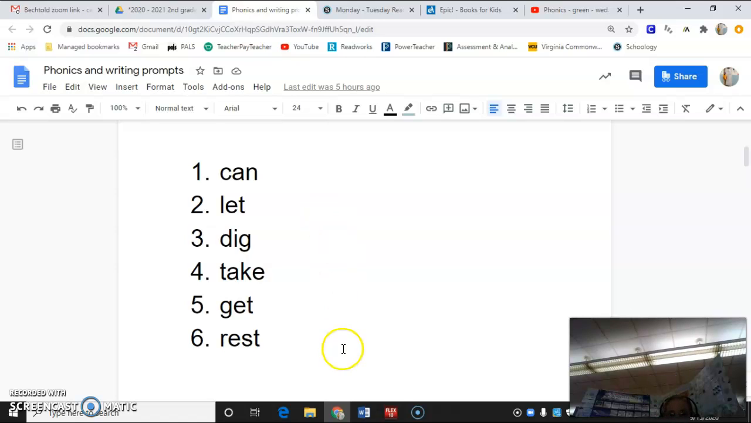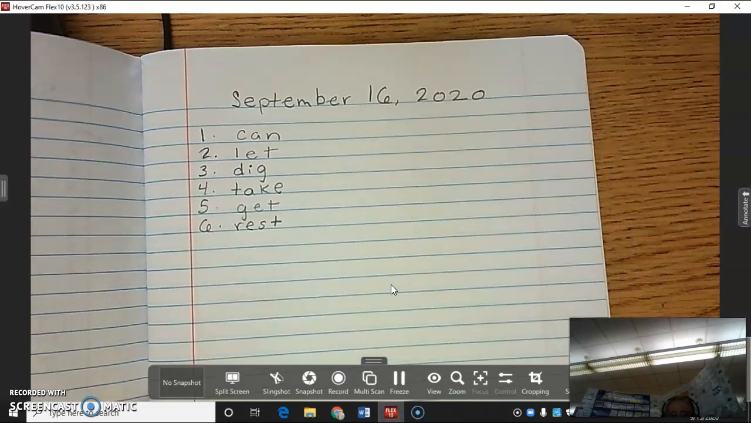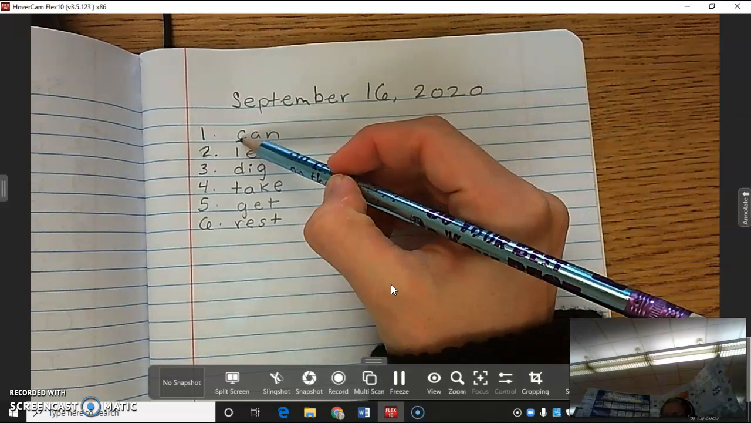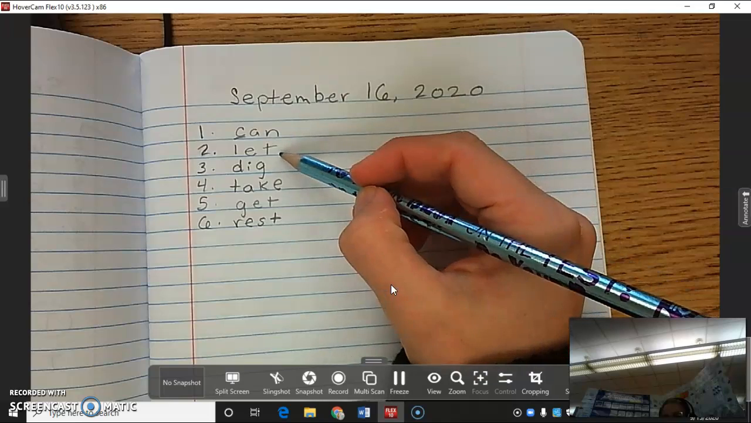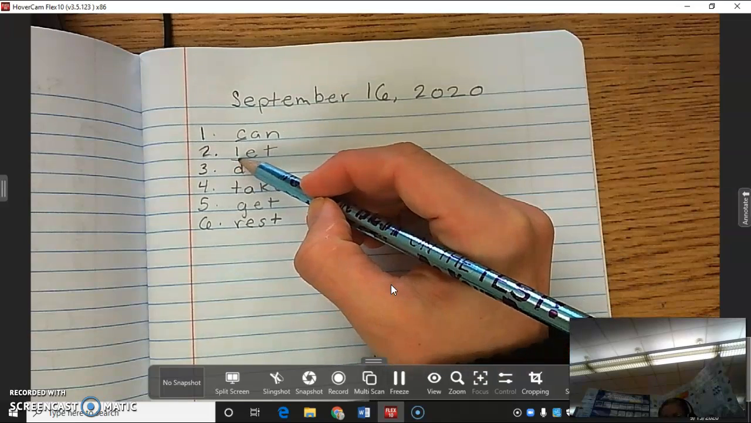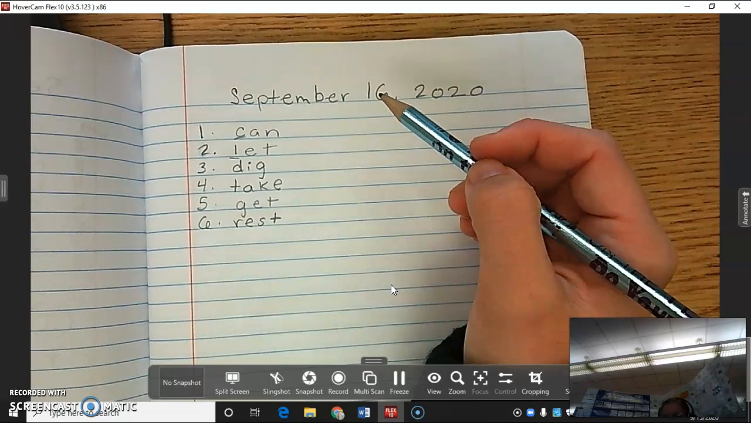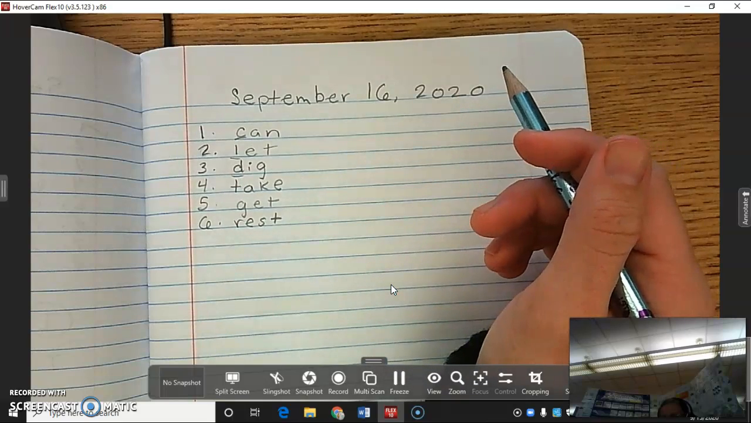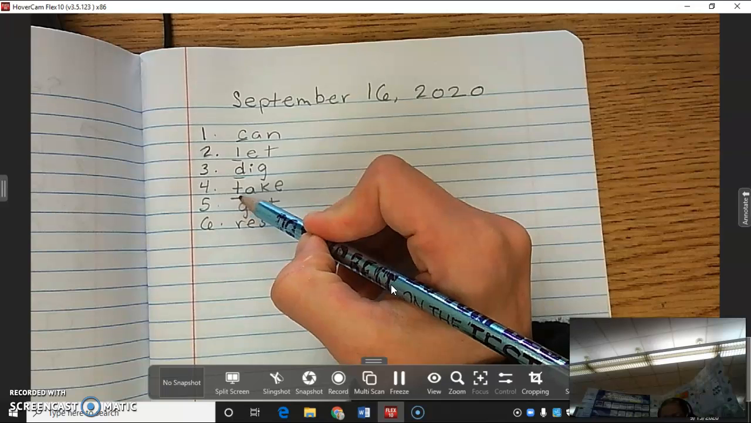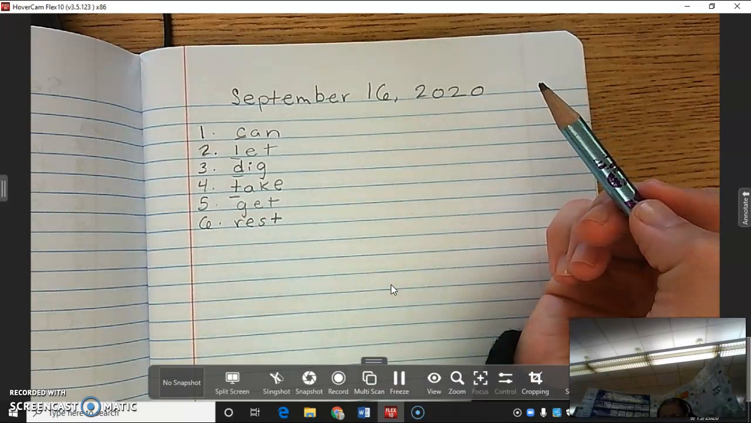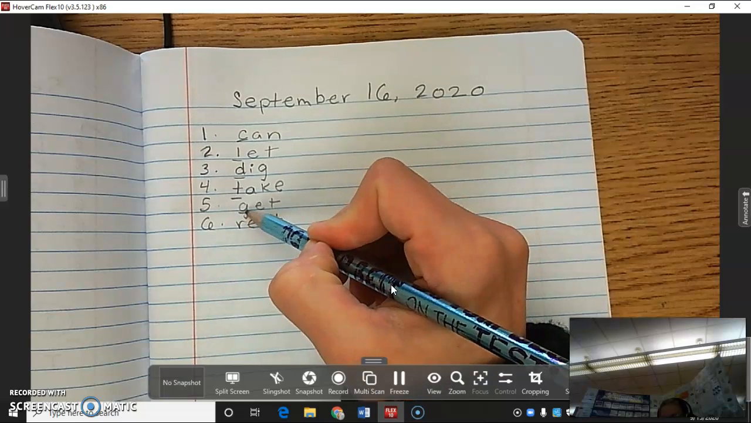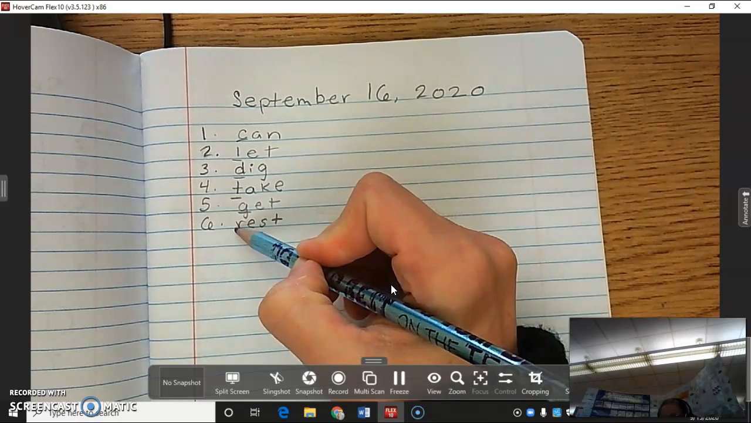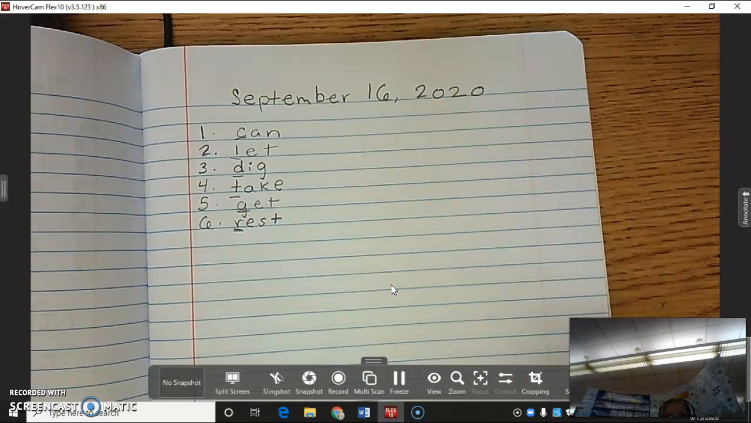So let's talk about the beginning sounds. In each of our words, we have beginning sounds. What's the beginning sound in can? K. What's the beginning sound in let? L. What's the beginning sound in dig? D. What's the beginning sound in take? T. What's the beginning sound in get? G. And what's the beginning sound in rest? R. That's our beginning sounds.